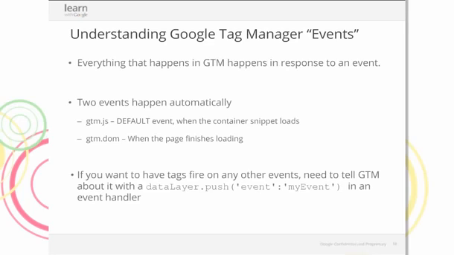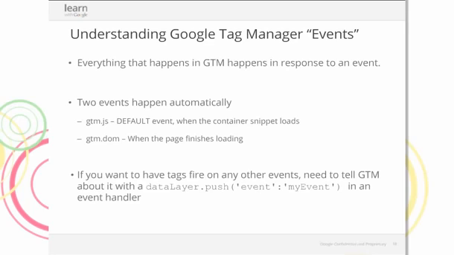So, understanding Google Tag Manager's events. As you'd expect, everything that happens within Google Tag Manager happens in response to an event. And two events happen automatically. First of all is the GTM.js event. That is a default event when the container snippet actually loads. The second one is the GTM.dom event. This is when the page finishes loading itself.